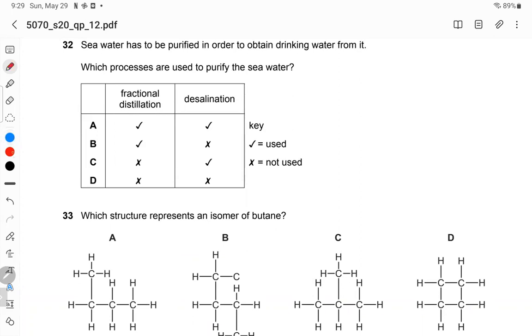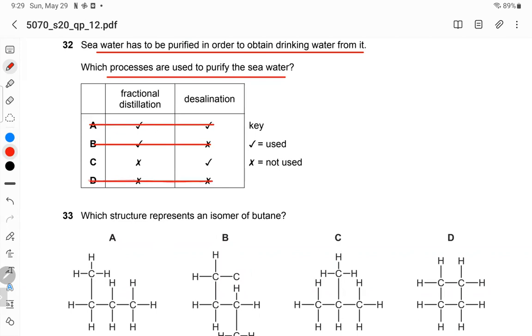Okay, question number 32. Seawater has to be purified in order to obtain drinking water from it. Which processes are used to purify seawater? Do we need to do the fractional distillation of seawater? No, sir. C. Yes. So it means I will mark A and B wrong, and we have to do the desalination. In D, desalination is not used, so D goes wrong as well. So C is the correct answer.